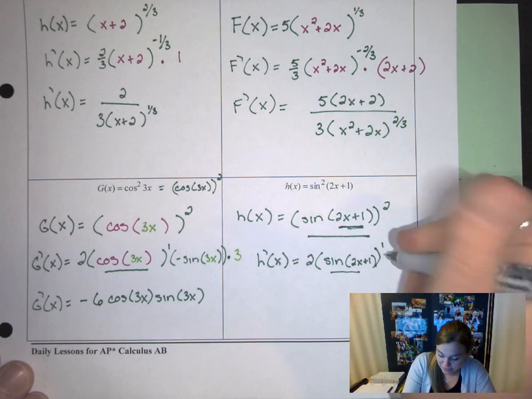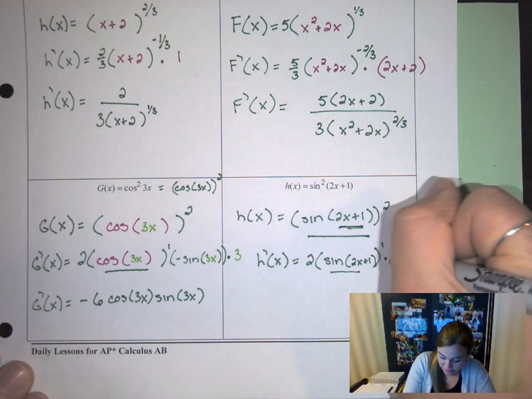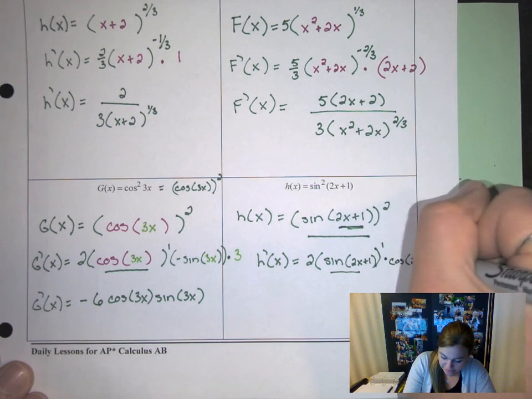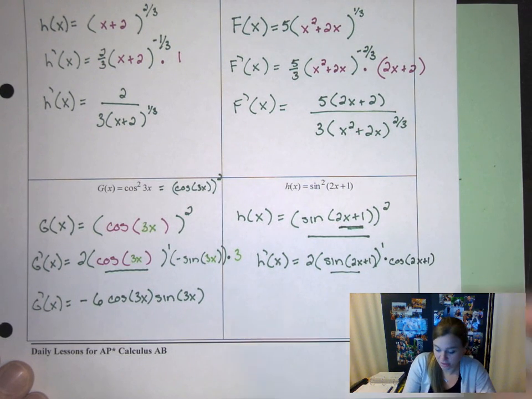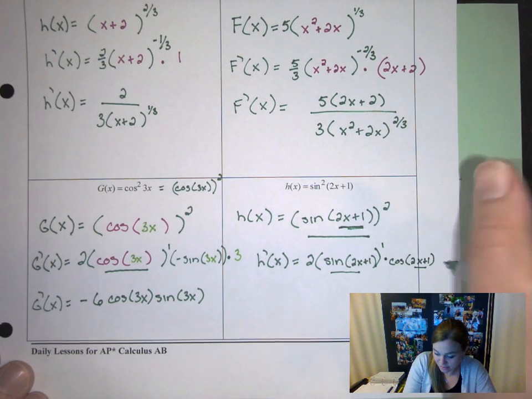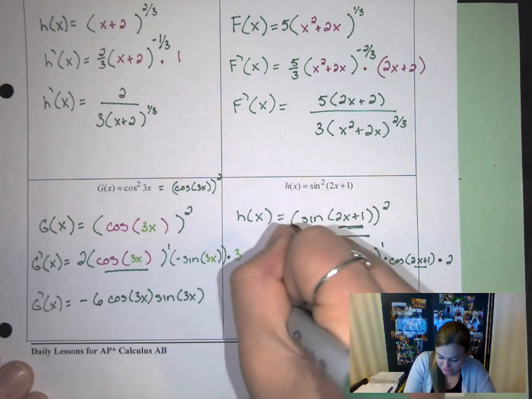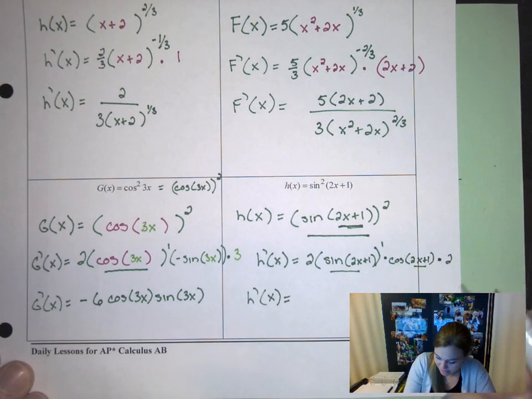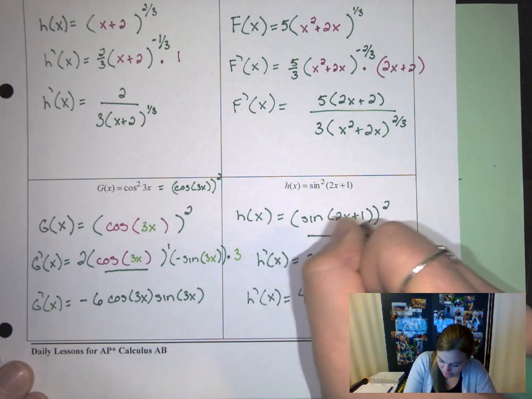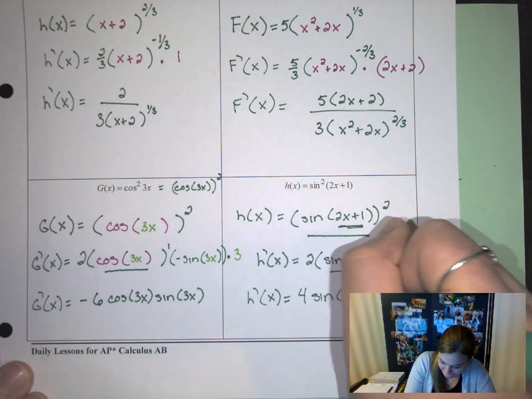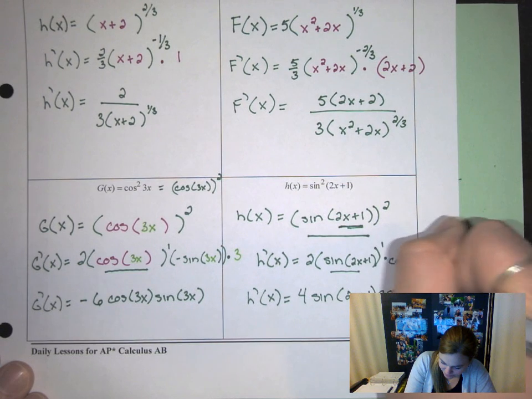Now take the derivative of the inside. The derivative of sine is cosine. Leave the inside alone. Now I've got this 2x plus 1. You can simplify if you want, just a little bit. And you have 4 sine of 2x plus 1 cosine of 2x plus 1.